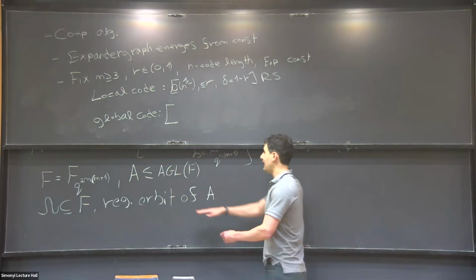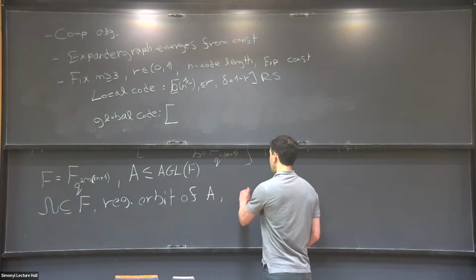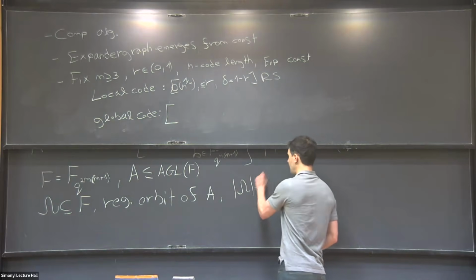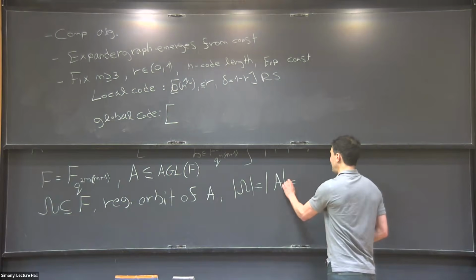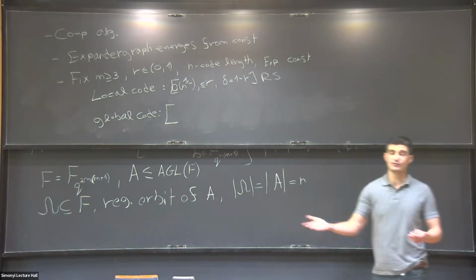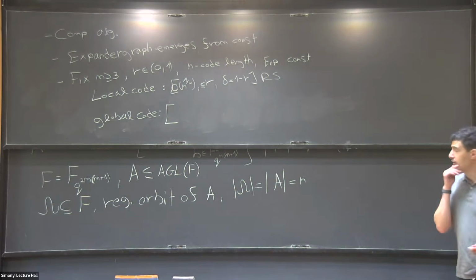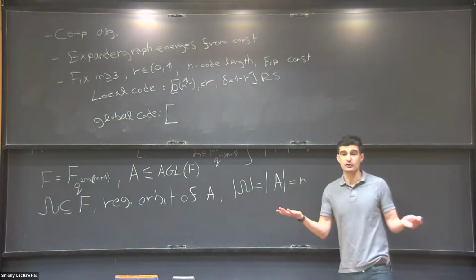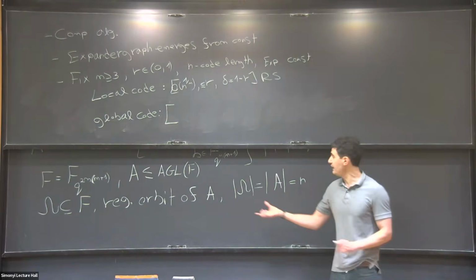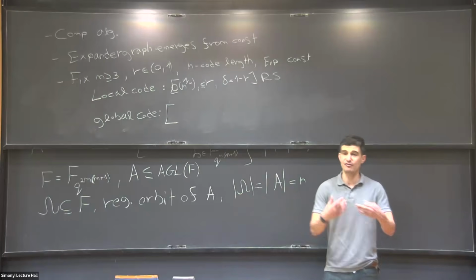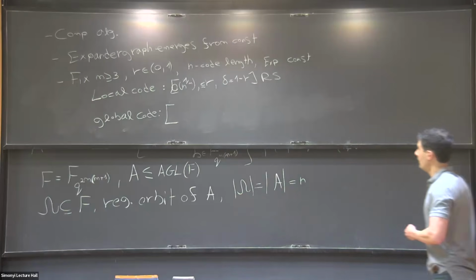So if omega is such an orbit, then we know that the size of omega is just the size of the group A, which we denote by n. That will be the length of the code. Okay, and the code will be an evaluation code, polynomials that evaluate on a set. Which set? The set omega. So we will evaluate polynomials on the set omega.